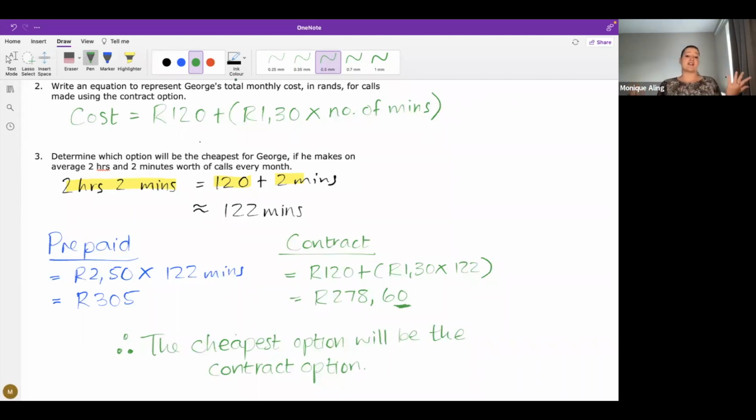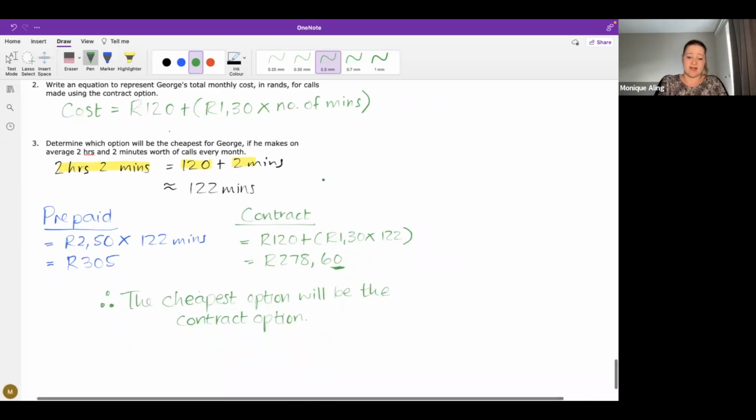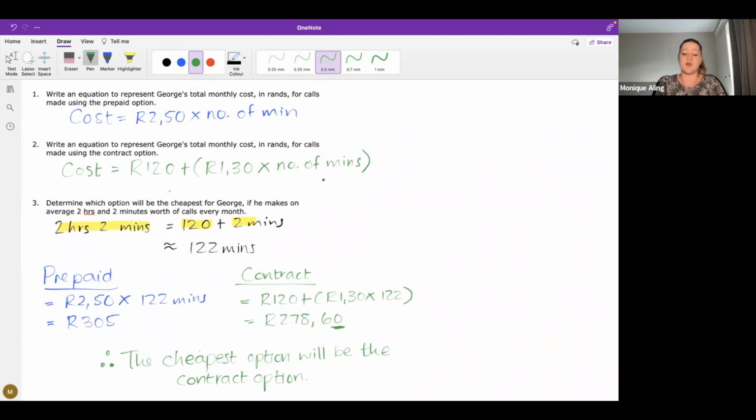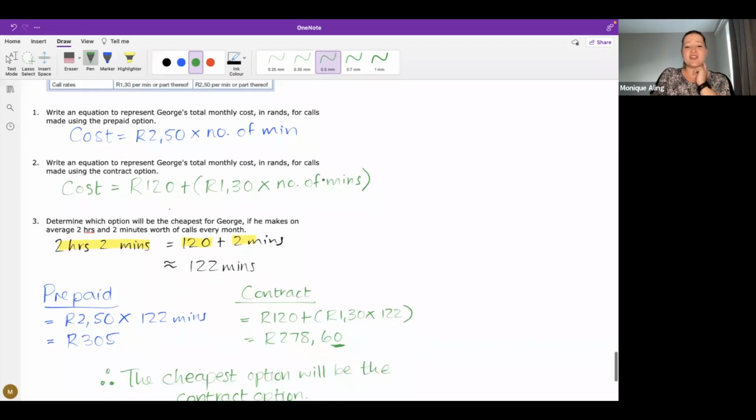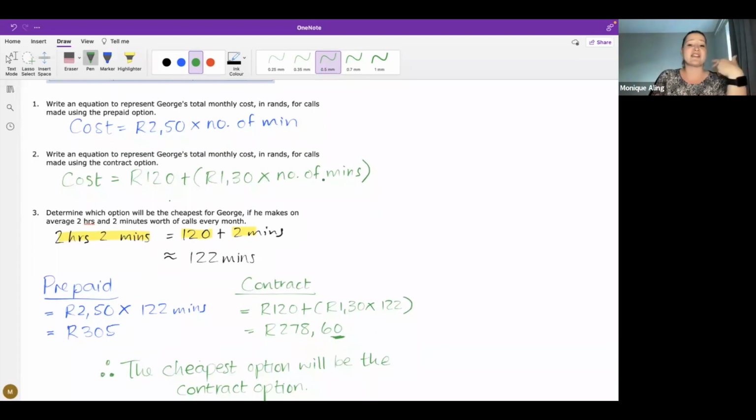Again, our answer could have been very different if I gave you a different amount of minutes, where prepaid would have ended up being the cheapest. So it's not always the case that the contract option is the cheaper one. But did you guys notice with all these questions, we asked the same things over and over again. We just gave you a different scenario. So all you had to do was just take a moment, understand the scenario given, but we always ask about a formula. Sometimes you have to come up with one, or sometimes it's given to you. And then comparing different packages or options. It's the same thing over and over again.